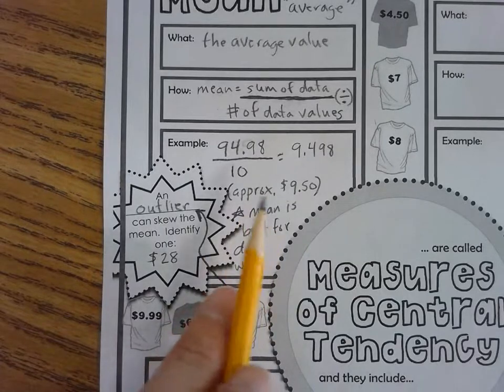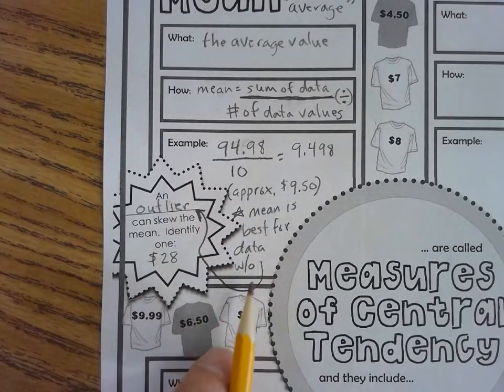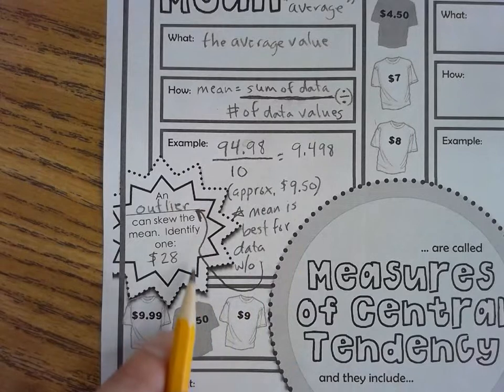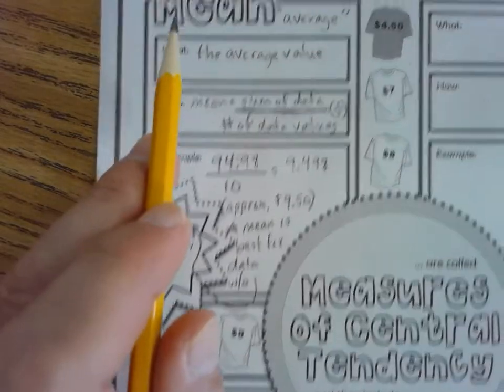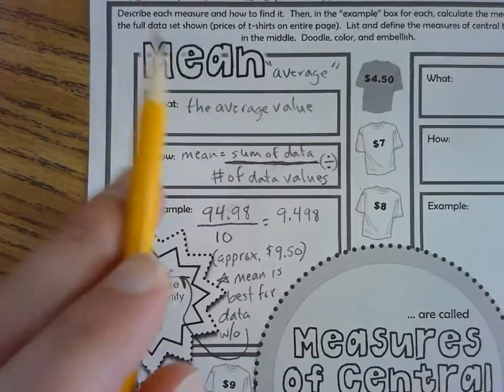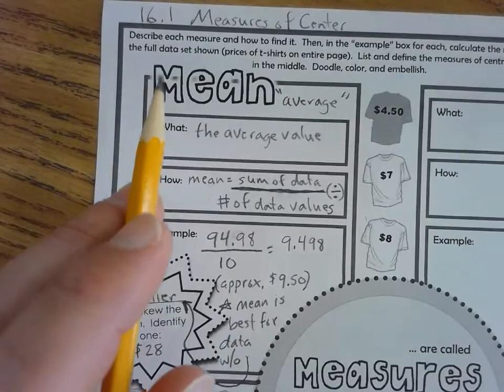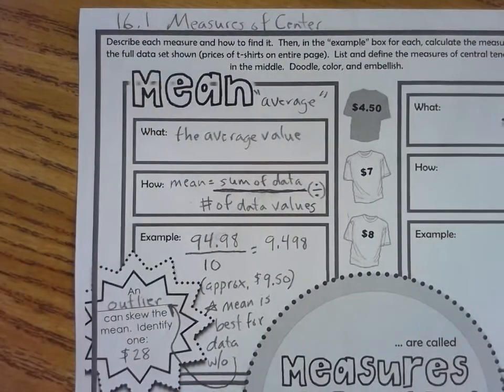So using the mean is the best for data without, and I draw a little line here, outliers. Okay, so if you have outliers, the mean might not be the best measure of center for us to use. Okay, all right, let's go on to median.